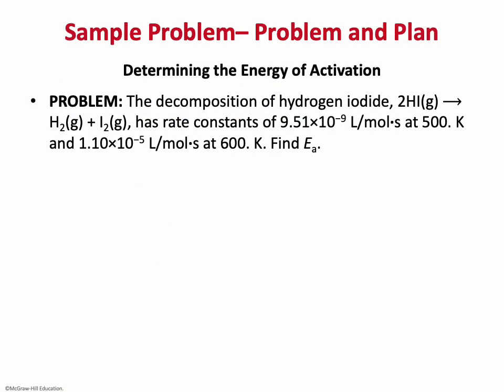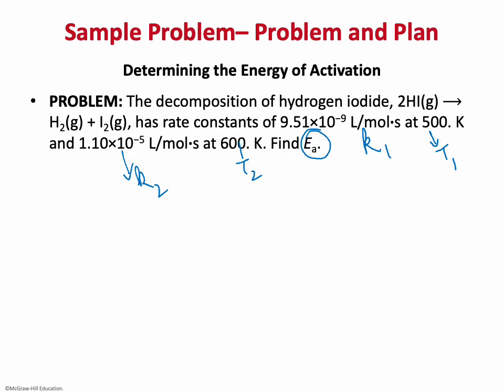Example: the decomposition of hydrogen iodide has a rate constant of this much, so this is k at 500 Kelvin. This is my T1, and this is the rate constant at 600 Kelvin. So this is the new k, which is k2 at T2. What is EA? If k1 and T1 are given, and k2 and T2 are given, we just have to figure out EA, which means we will have to rearrange the equation that we just saw.